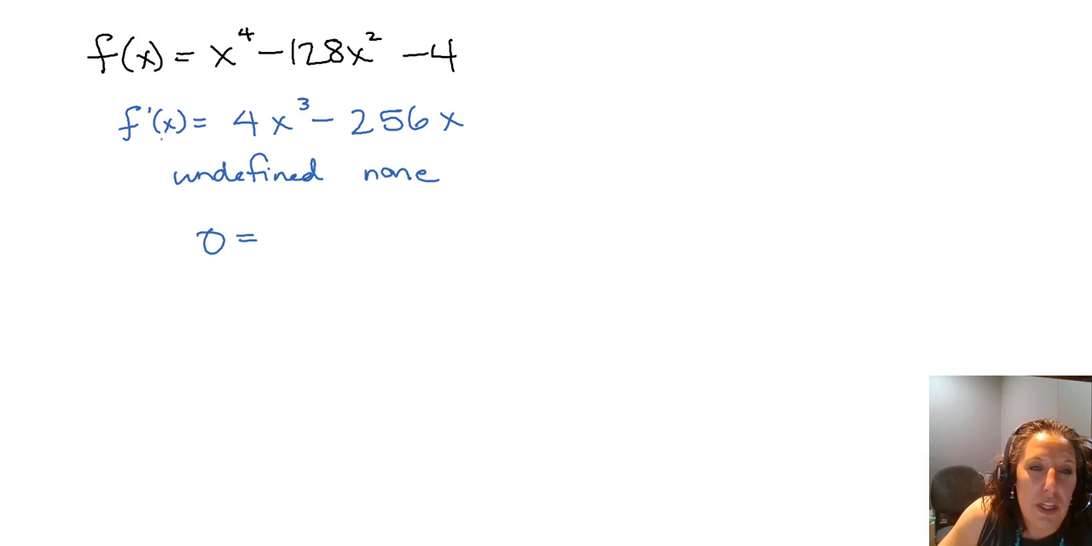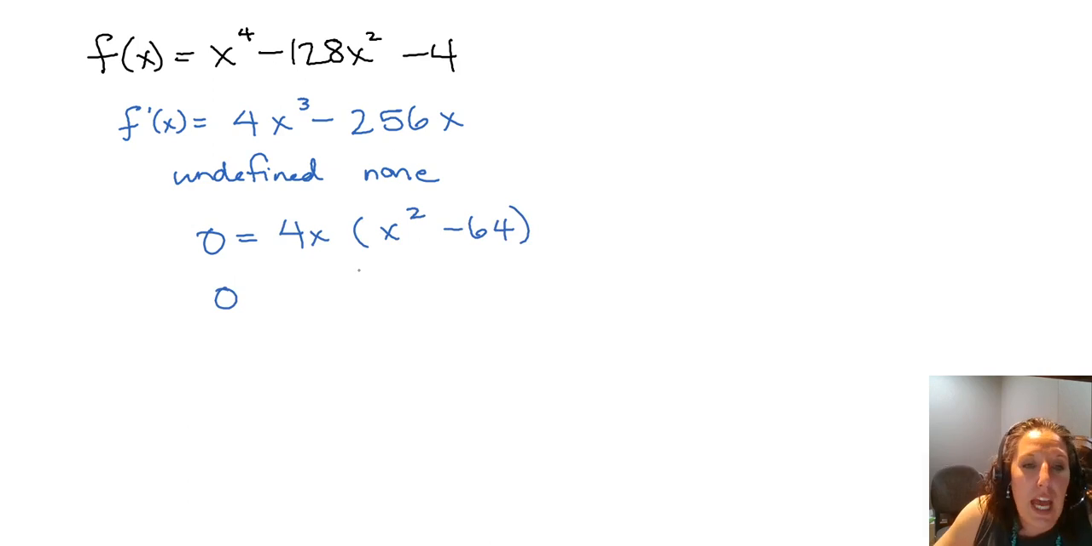So we need to figure out when this function is equal to 0. And I see that we've got a greatest common factor there of 4 and x, so I'm going to go ahead and factor that out. That's going to leave us with x squared in the first term and -64 in the second term. X squared minus 64, that's a difference of squares. And so we can factor that, x squared minus 64, x minus 8 times x plus 8.